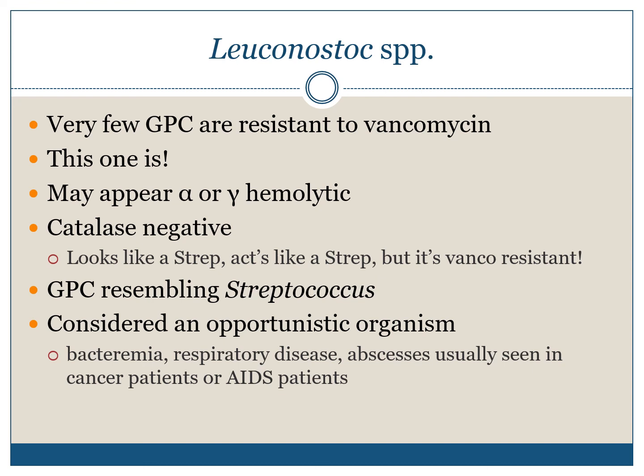They're gram-positive cocci, and usually they are in chains resembling a Streptococcus. It is considered to be an opportunistic organism causing bacteremia, respiratory diseases, and abscesses, and those are usually seen in people that are already immunosuppressed, like people that have cancer or AIDS patients.